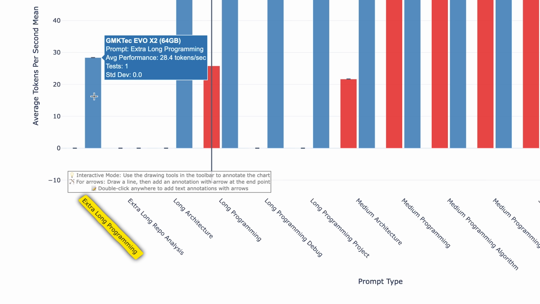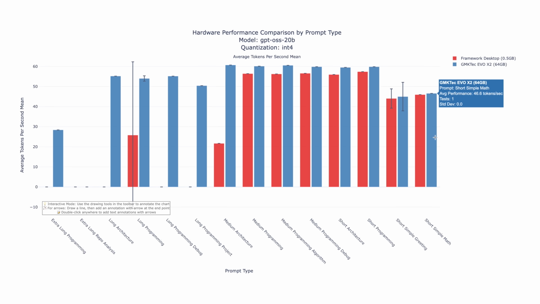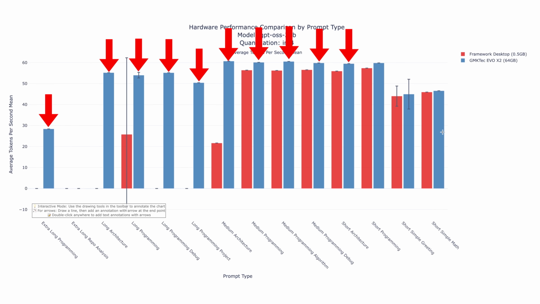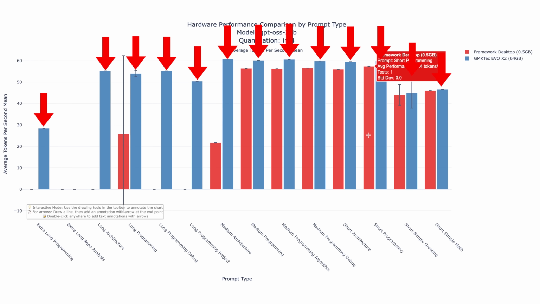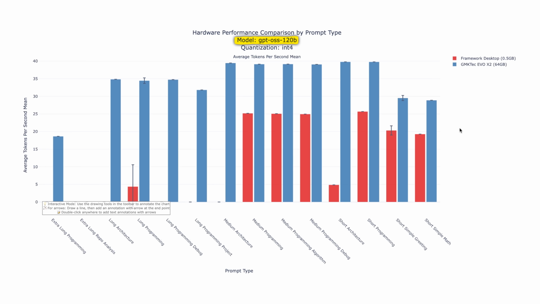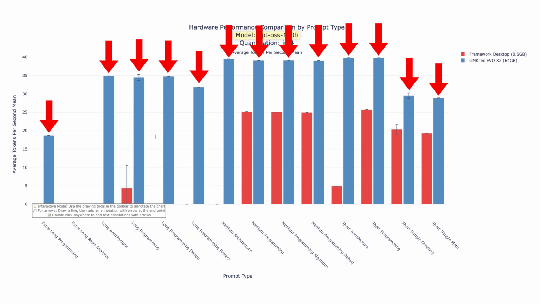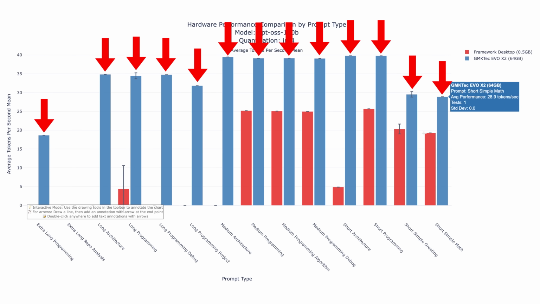but did not load on the Framework desktop. You might notice something else from this chart: the Evo X2 is beating the Framework desktop in pretty much every single instance of every single LLM run. Here is the 120 billion parameter model, GPT OSS 120, same thing. The Evo X2 beats out the Framework in pretty much every case.